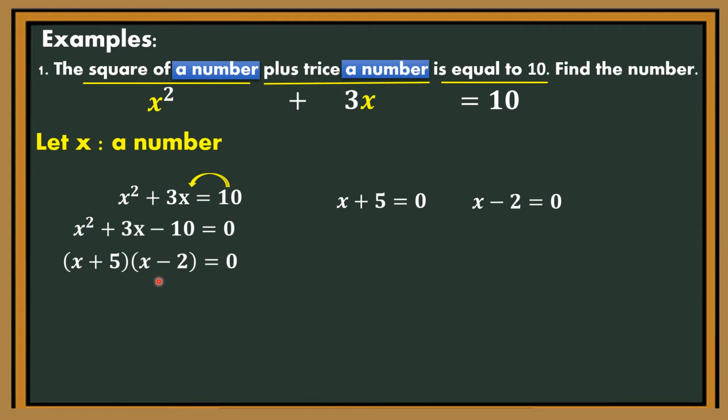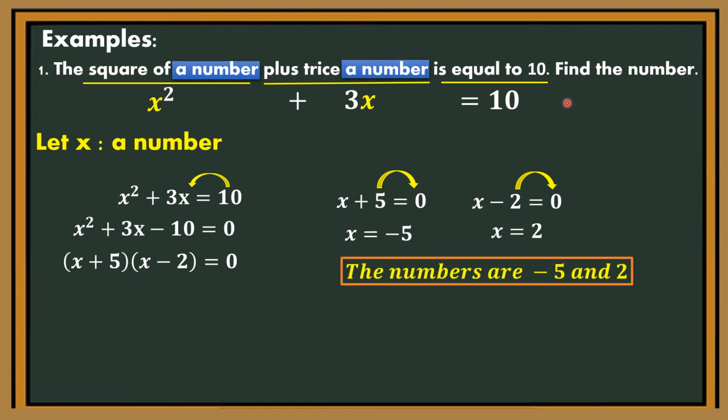After that, solve for x. Transpose positive 5 to the right side, so it will become negative 5. Therefore, x is equal to negative 5. Same thing here. Transpose negative 2 to the right side, so it will become positive 2. Therefore, x is equal to positive 2. So the question is, find the number. So what do you think are the numbers? The numbers are negative 5 and positive 2.